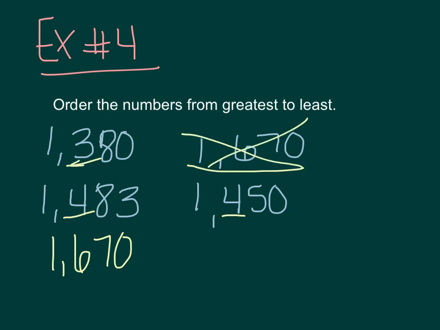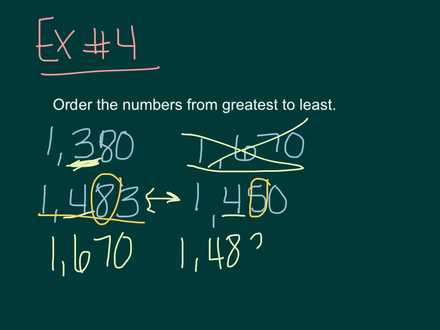Now, 3 in the hundreds place already tells me that's going to be my number that is the least. So really I'm just comparing these two numbers right now. So when I have 1,483 and 1,450, I can tell that this number is greater because it has an 8 in the tens place, whereas this one only has a 5 in the tens place. So 1,483 comes next, then 1,450, and last 1,380.